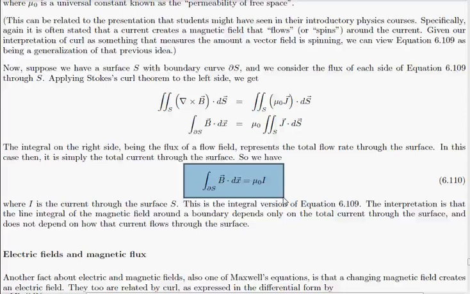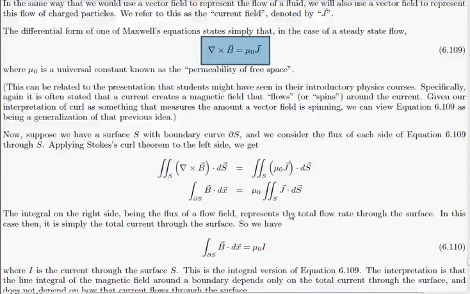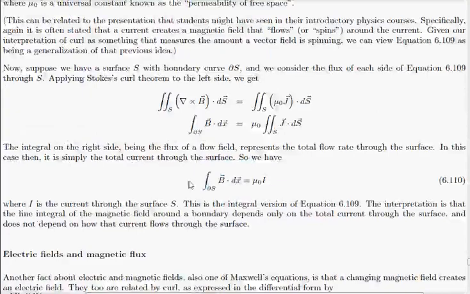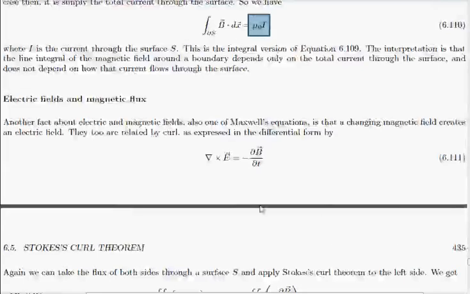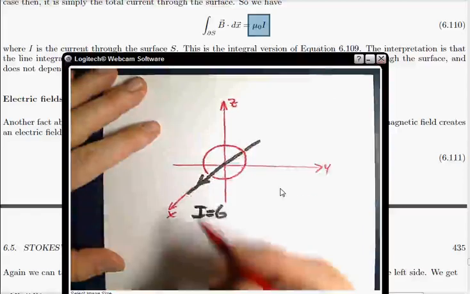So here we go. Now, this comes out of the differential form of this Maxwell's equation, but the point is we have this calculation that shows it can be viewed in the integral form like this. And this says the line integral of a magnetic field around the boundary of something is just mu naught times the current. So what we've got to do is look at our picture and ask ourselves how much current is going through this surface.